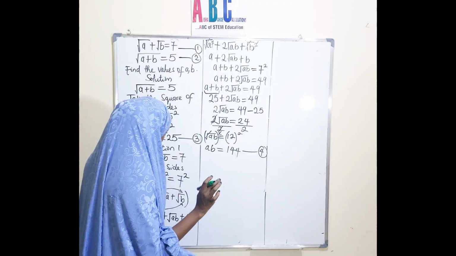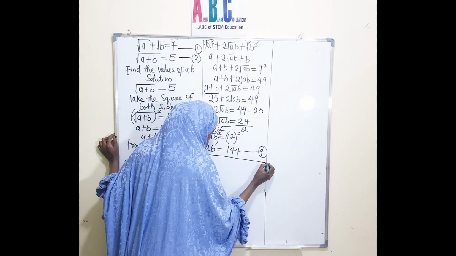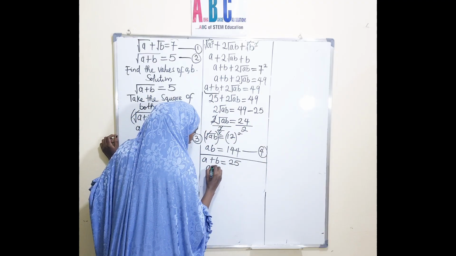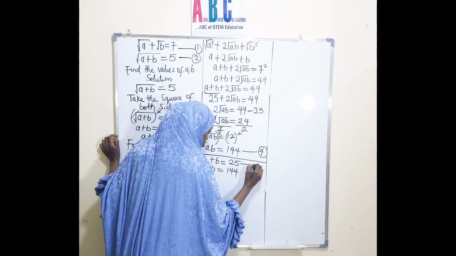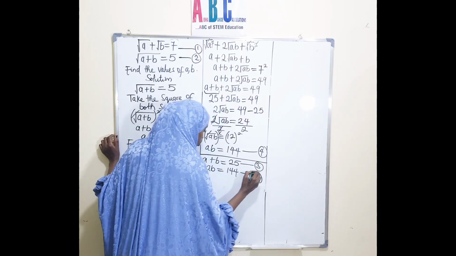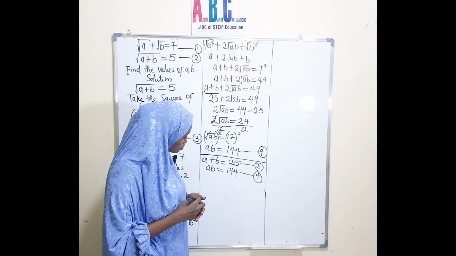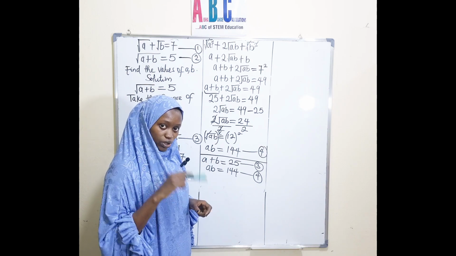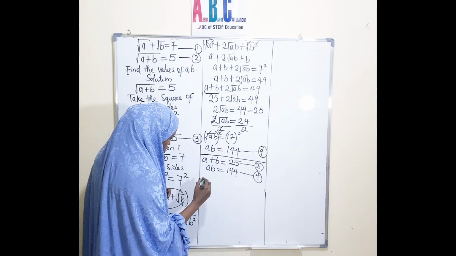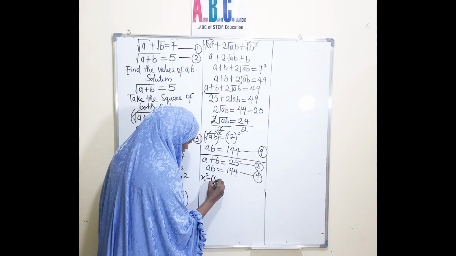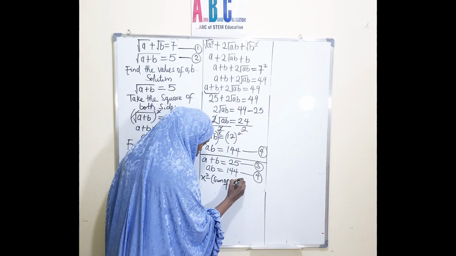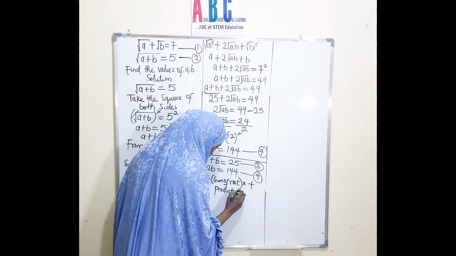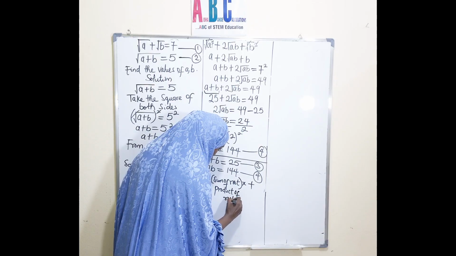So we're going to work with the two equations. Let me bring out the two equations. A plus b is equal to 25, and AB is equal to 144. This is equation 3, this is equation 4. So we are working with 3 and 4. So for us to solve this, since we have the roots A and B, we are going to use a quadratic equation which has the form x squared minus the sum of roots multiplied by x plus the product of the roots equal to 0.